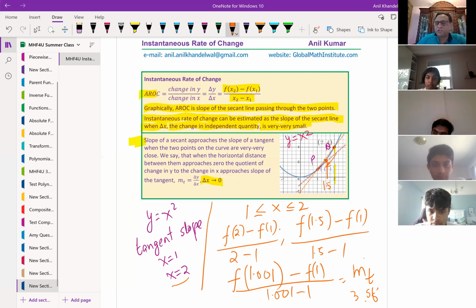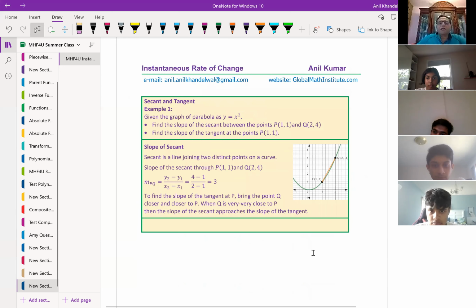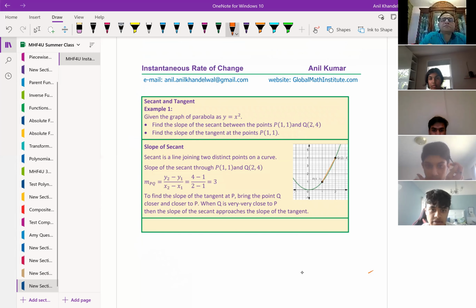I'm just sharing with you the same thing once again. Okay, Hamza, can you please read this question? Example 1. Given the graph of the parabola y equals x squared, find the slope of the secant between the points P(1,1) and Q(2,4). Find the slope of the tangent at the point P(1,1).